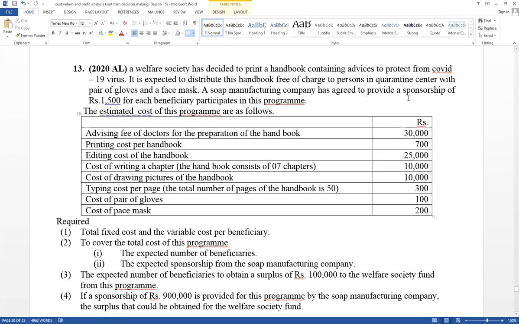It does not vary with the number of participants. We receive the sponsorship money per participant, the beneficiary. But this one does not change with the number of participants. And the cost of drawing pictures of the handbooks also does not vary with the number of handbooks or participants. We draw only once, and then do the printing. We do not draw separately for each one. Therefore, that is also a fixed cost. And typing cost per page, total number of pages of the handbooks 50.